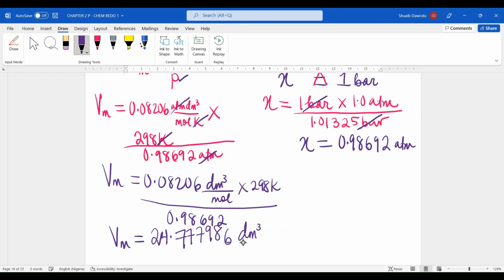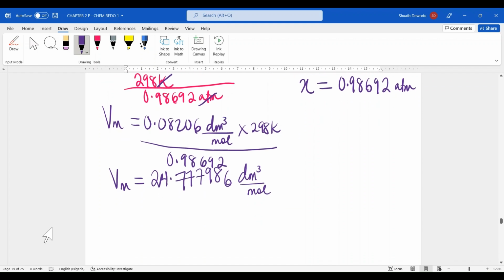dm cube per mole. Of course, we can try to make this a little bit neater. So I'm just going to say molar volume, and I cannot approximate now because we're not asked to determine molar volume, we're asked to actually determine the initial pressure. So I'm just going to make our molar volume have less numbers. So that would just be 24.778 dm cube per mole. So this is going to be the raw data I would use.